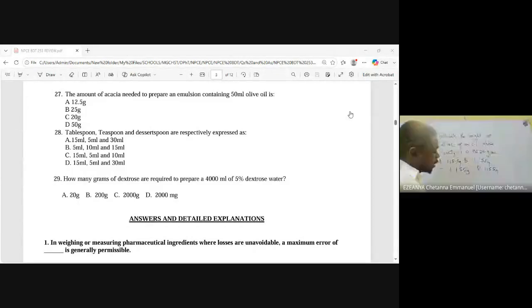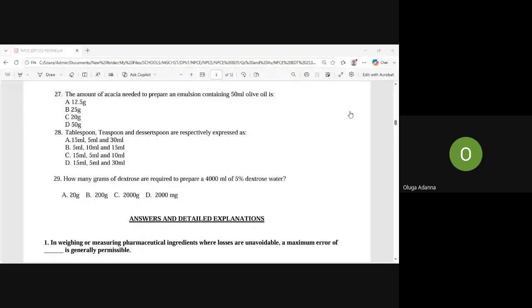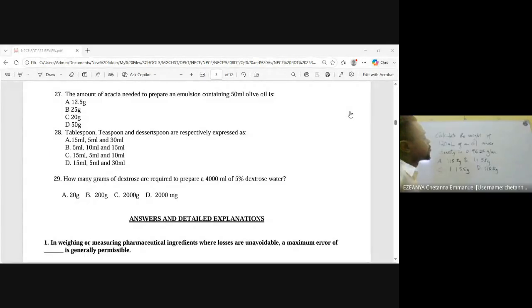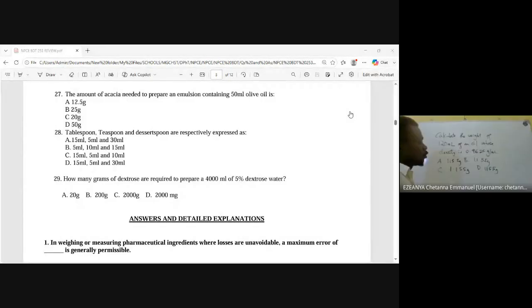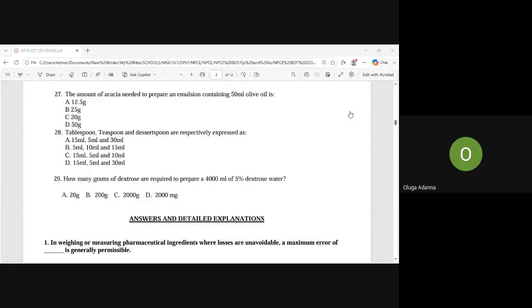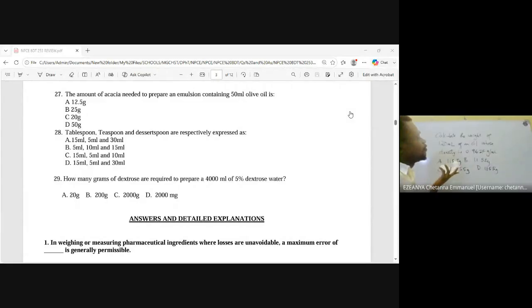But what is the formula for density generally? Density is equal to weight over volume, which is also known as mass over volume. So you just make the weight the subject of the formula, and you are good to go.